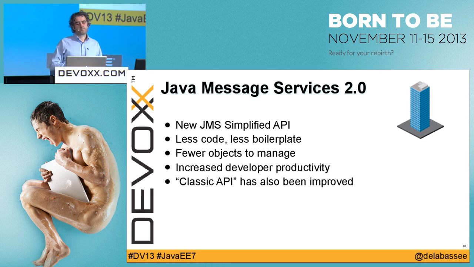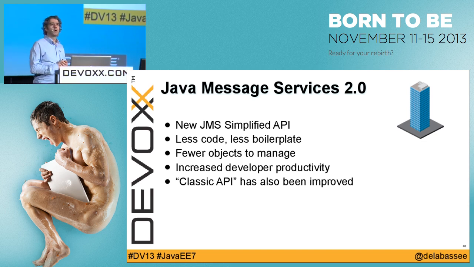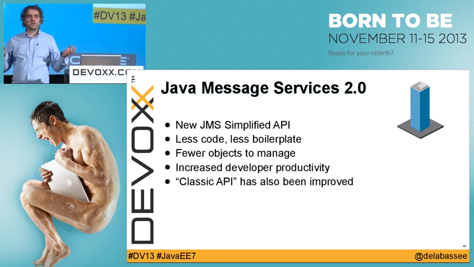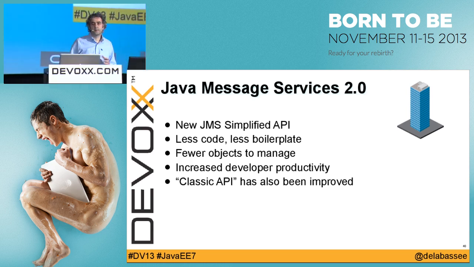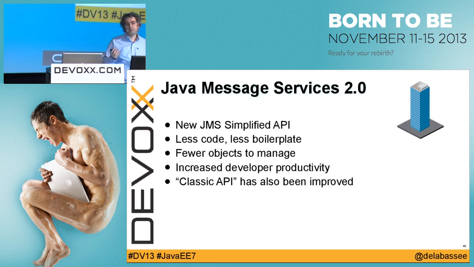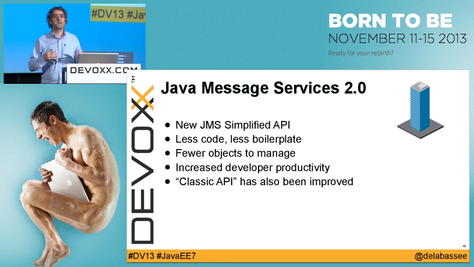Something else, Java Message Service, JMS. Who is using JMS? Quite a few. If you are using JMS today, you are on Java EE 5 or Java EE 6. That means that you are using JMS 1.1. JMS 1.1 was defined in 2001, I think, and we had a maintenance release in 2003. So you are using today an API which is 10 years old.